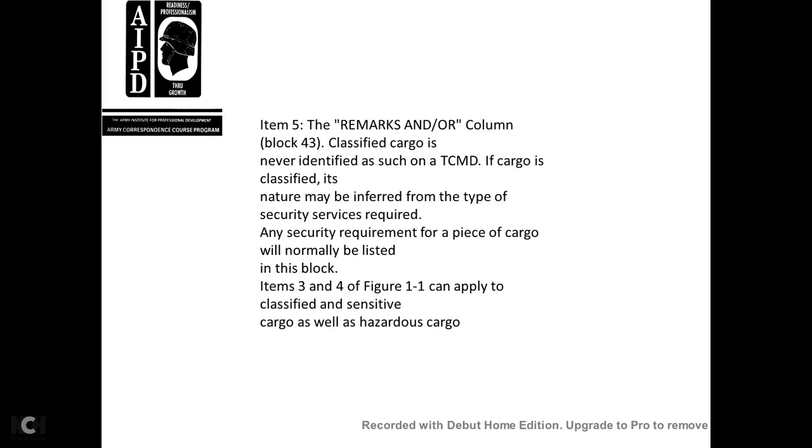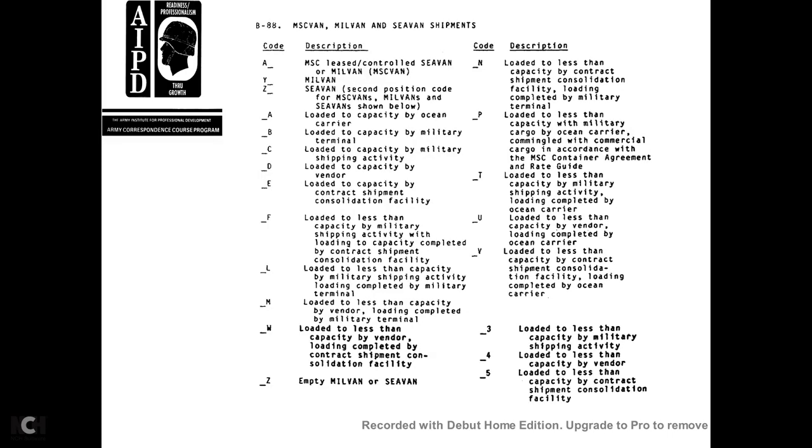Classified cargo is never identified on the TCMD, but if the cargo is classified, it may be inferred from the type of security service required. Any requirement for a piece of the cargo is normally listed in this item. Items 3 and 4, figure 1, can apply to classified sensitive cargo as well as hazardous cargo.